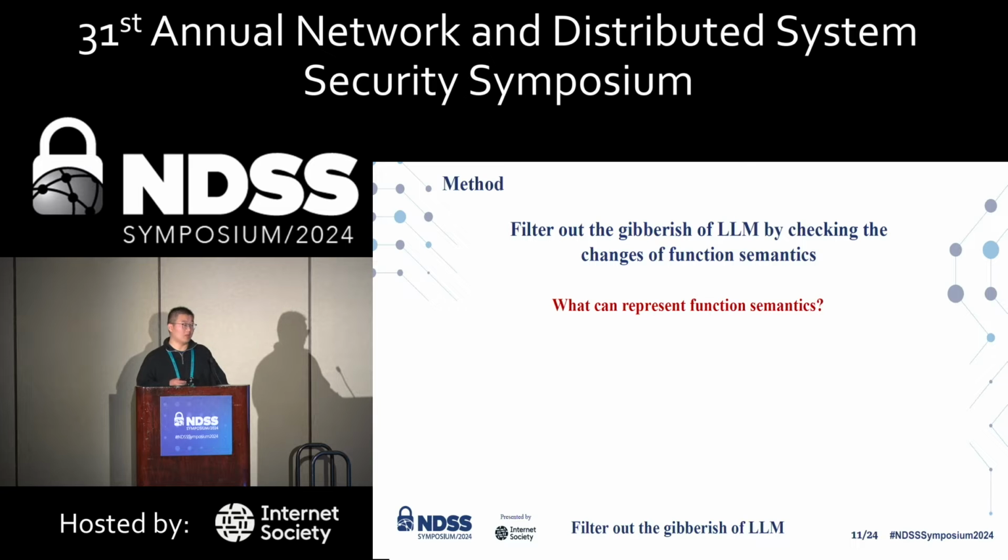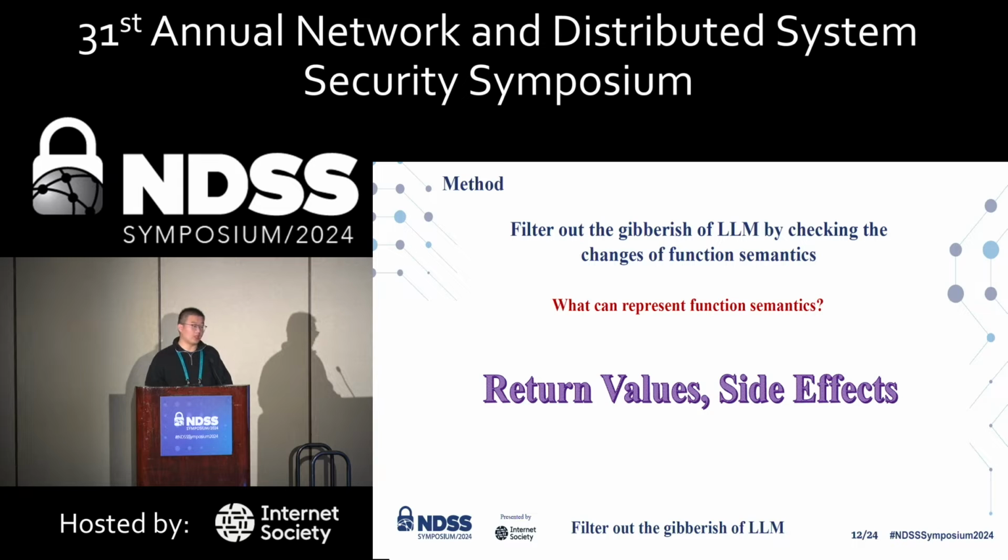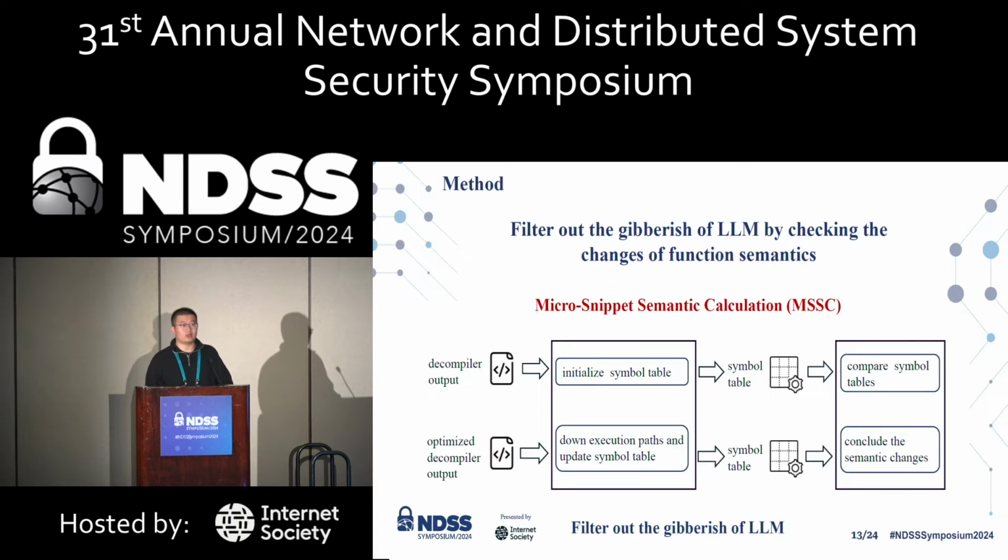And what can represent the function semantics? The current decompilers will generate pseudo C code. So for pseudo C code, return values and side effects such as global variables and memory values can construct the function semantics. So based on the above observation, we proposed the micro-snap semantic calculation, or MSSC for short, to check the function semantic changes and further filter out the gibberish of large language models.